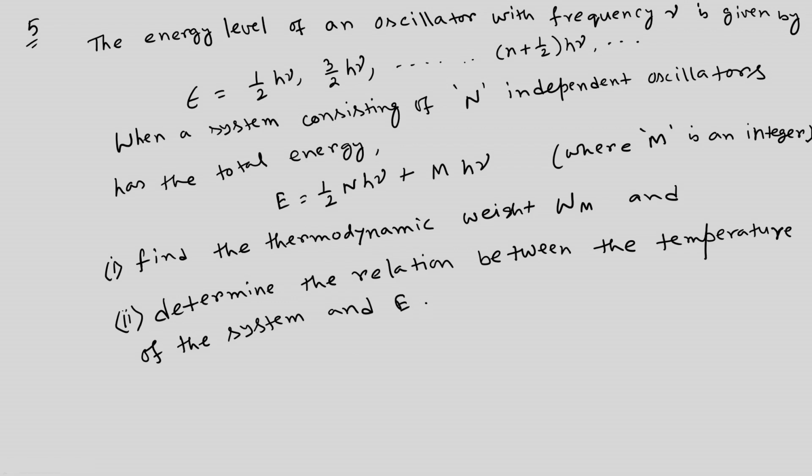So, problem number 5 states the energy level of an oscillator with frequency nu is given by epsilon equals half h nu, 3 by 2 h nu, 5 by 2 h nu and so on. When a system consisting of n independent such oscillators has the total energy E equals half n h nu plus m h nu, where m is an integer, find the thermodynamic weight W m and determine the relation between the temperature of the system and E. Now, we discuss the solution.